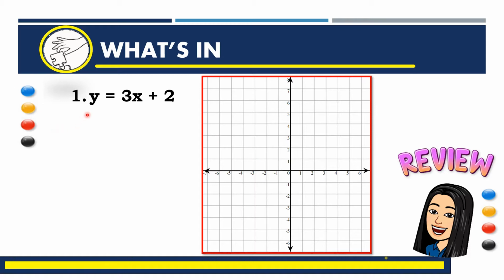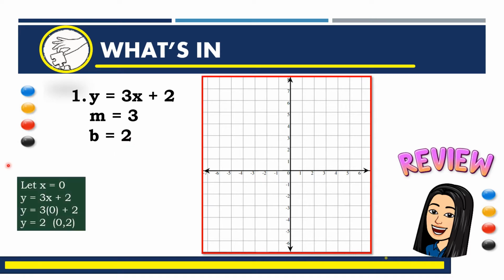So we have here the equation y is equal to 3x plus 2, where m is equal to 3 and b is equal to 2. We know that m stands for the slope and b stands for the y-intercept. The first step is to plot the coordinates of the y-intercept, which is (0, 2). How did we get the coordinate (0, 2)? We let x equal 0 in the equation y = 3x + 2. Substituting 0 for x, we have y = 3 times 0 plus 2, so y is equal to 2. The coordinate is (0, 2).